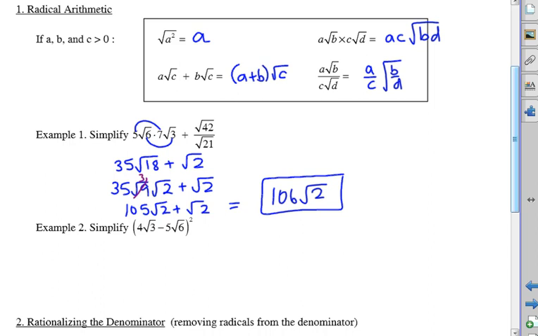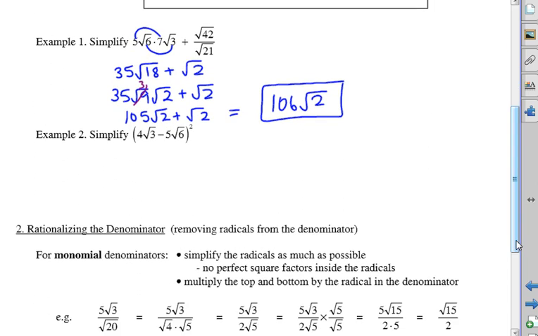A binomial with a square. What do we do when we see a binomial with a square? You run and hide. No. You get excited. FOIL. Thank you. Write it out twice. We're going to FOIL this baby. Don't run and hide. Okay, I love these.